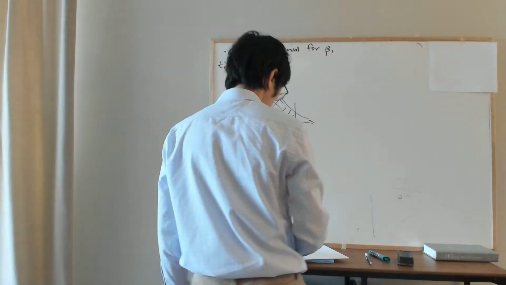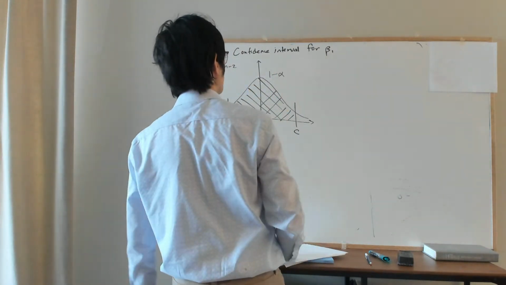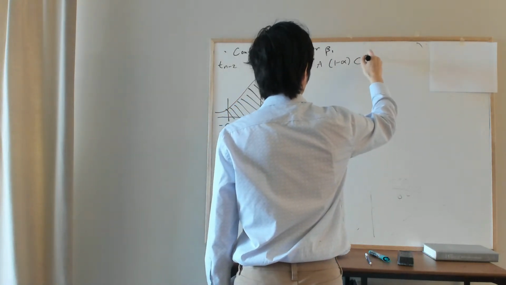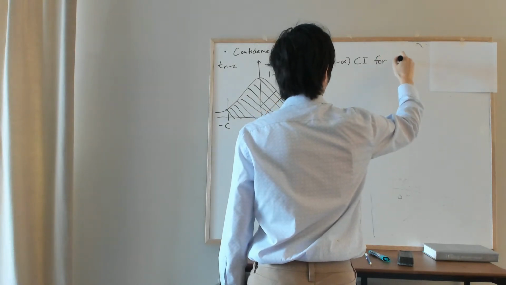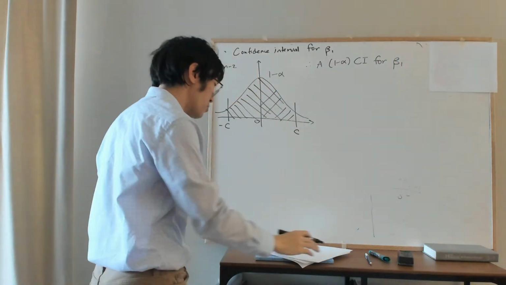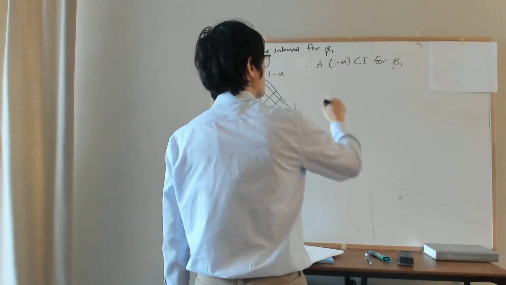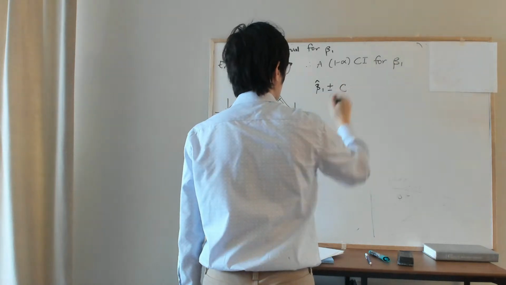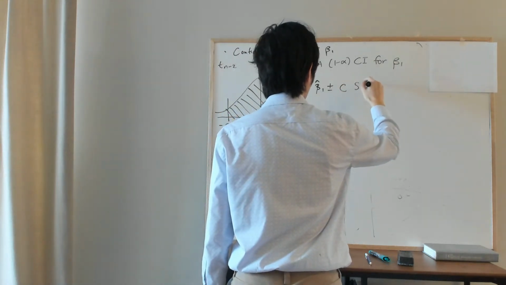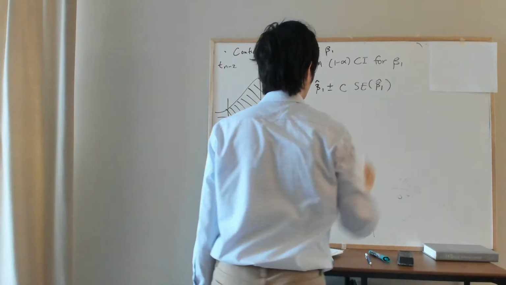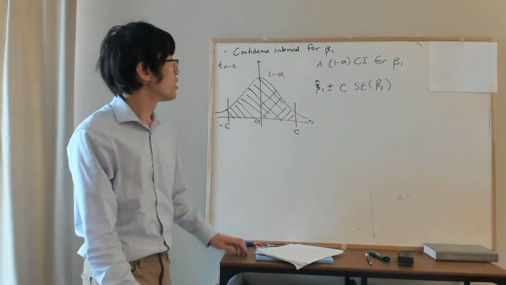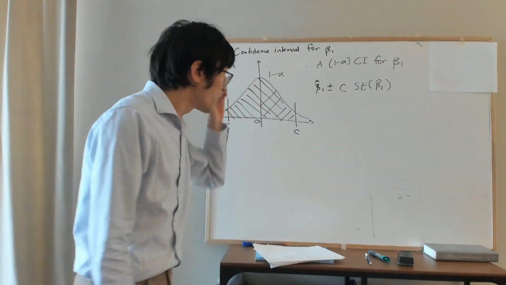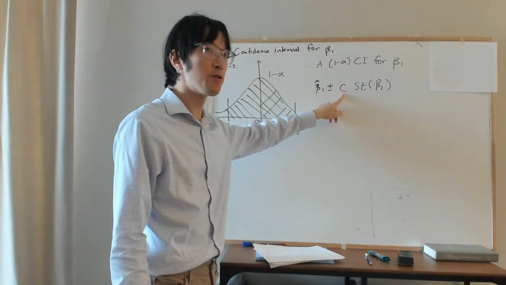I'm going to abbreviate confidence interval with CI. So a 1 minus alpha confidence interval for beta 1 is given by this expression. We'll take the estimate beta 1 hat, and then plus minus a constant times the standard error of beta 1 hat. That's the general construction of a confidence interval. These quantities, beta 1 hat and its standard error, are calculated from the data. And then we just need to specify what this constant is.